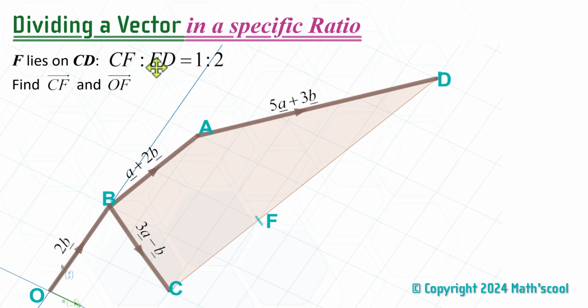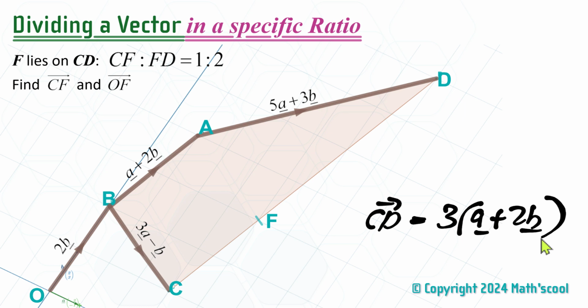F lies on CD. C to F colon F to D is 1 colon 2. So this is dividing a vector into a specific ratio. So we've already found the vector from C to D before. We found it in the previous question, and we said that, look, the vector from C to D was equal to 3 times a plus 2b. We already found that before.